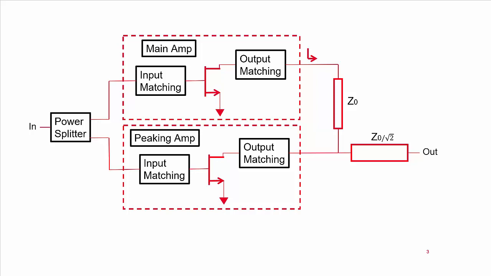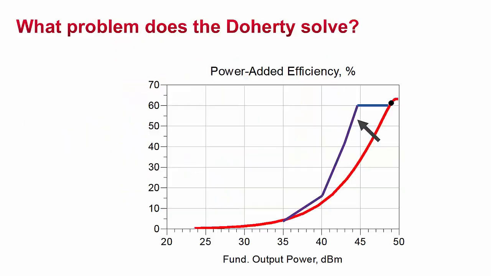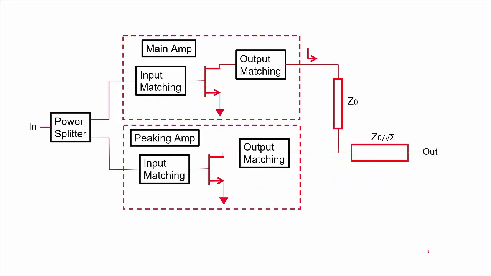When the peaking amplifier turns on, the load impedance seen by the main amplifier drops, which enables it to deliver more power. Thus, Doherty PAs deliver both a high output power and high efficiency over a good dynamic range of output powers. The matching network is specifically for the main amplifier transistor, but the same network could be used for the peaking amplifier.